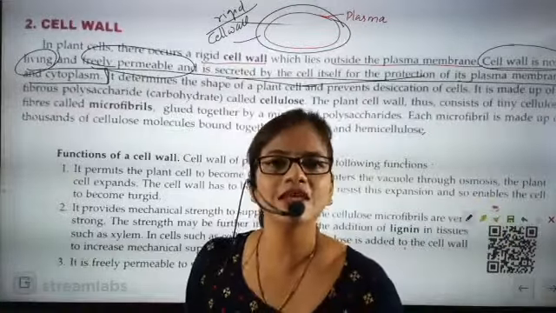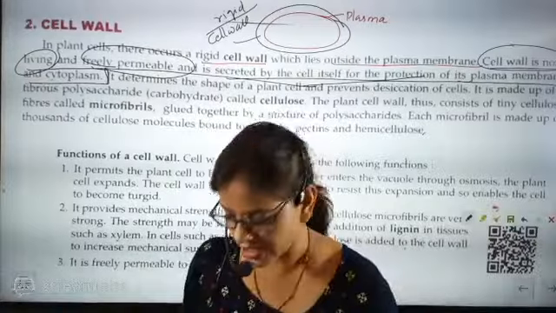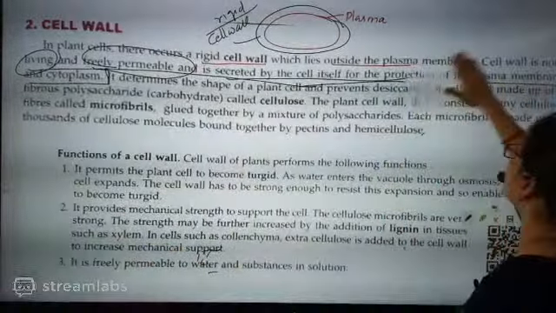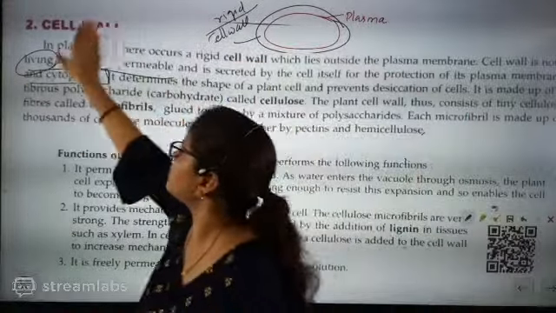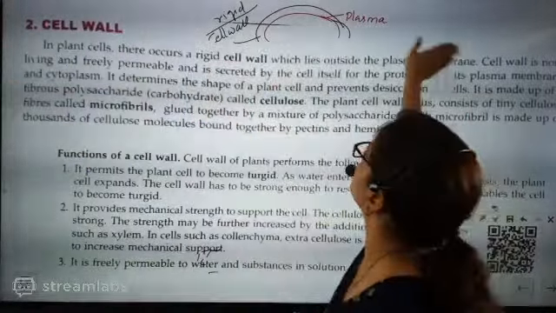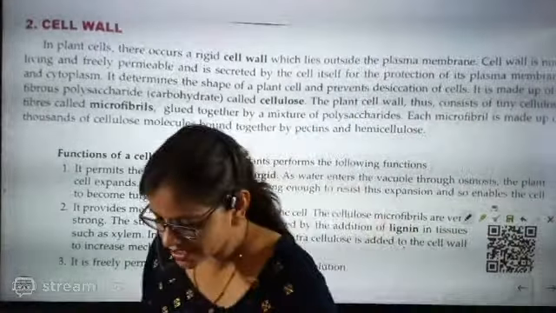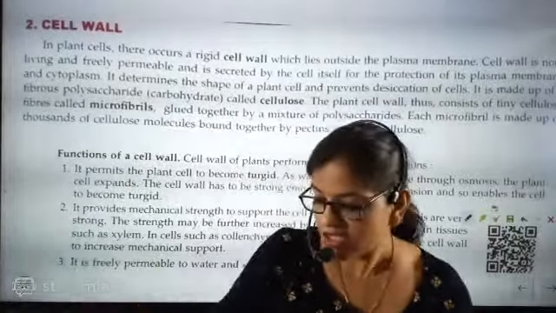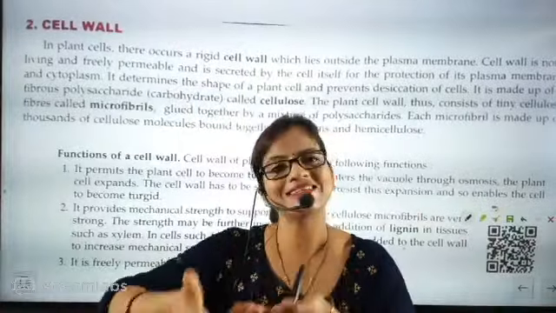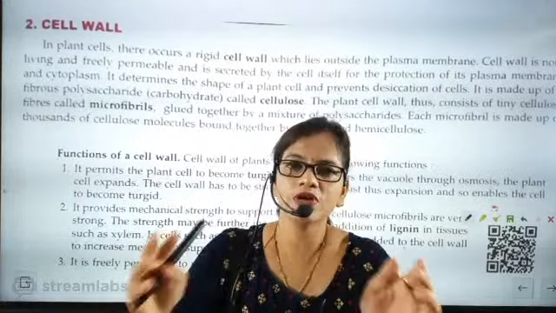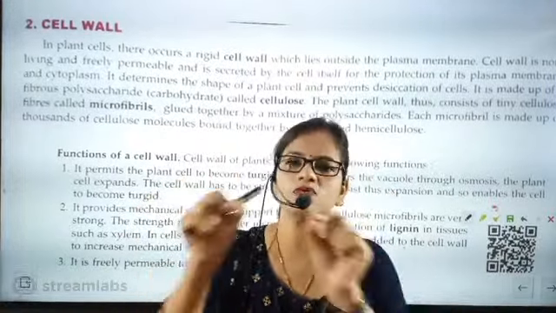Who has made this cell wall? Outside part of the cell or the cell itself? Who can give the answer first? Very good, Keshav. Cell wall is exactly made by cell itself. So cell itself is secreting something, and because of that, cell wall is made around the cell.